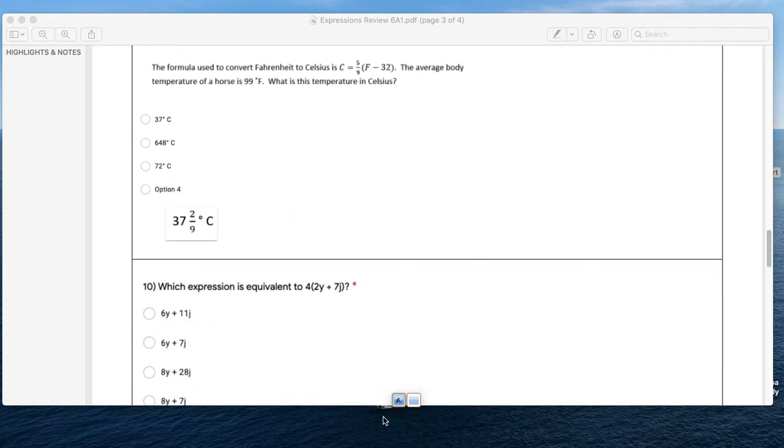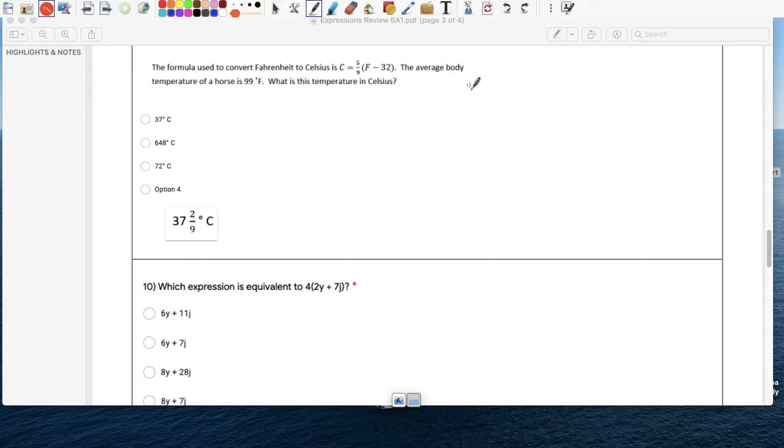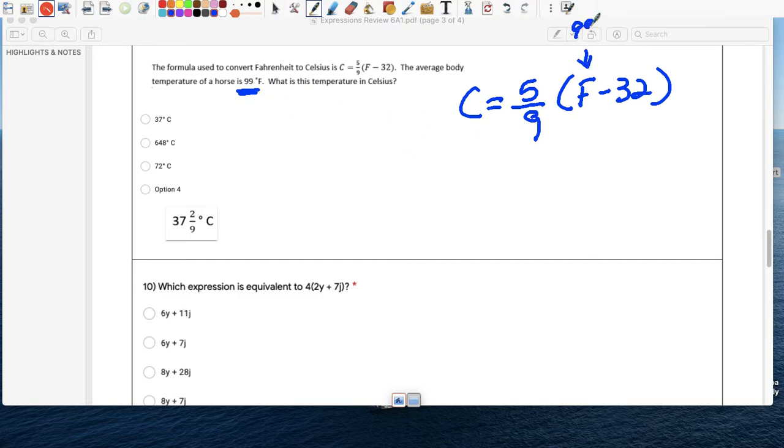Okay, so here is the formula, right? Para cambiar Fahrenheit to Celsius. F is the Fahrenheit, C is the Celsius. So when it's 99 Fahrenheit, cuando es 99 Fahrenheit, what is the temperature in Celsius? So we're going to take that 99, I'm going to ponerlo aquí. I'm going to switch, cambiarlo. So C equals 5/9. And the F, we're going to put 99 minus 32.